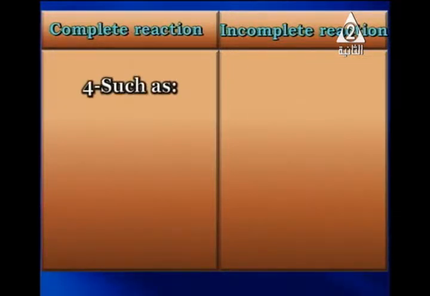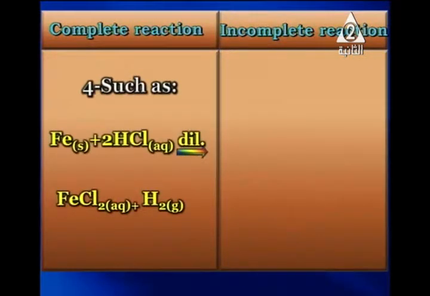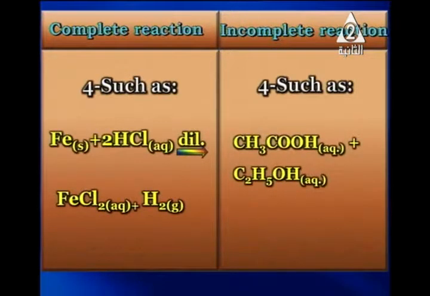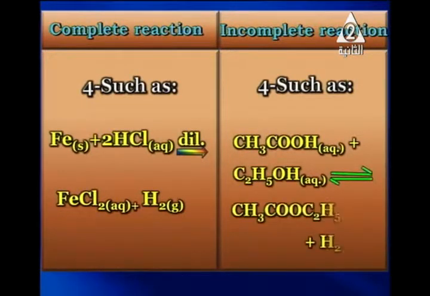The example for the complete reaction is the reaction between iron and dilute hydrochloric acid, forming iron(II) chloride and evolving hydrogen gas. The example for the incomplete reaction is the reaction of acetic acid with ethanol, giving ethyl acetate ester, and water is produced. My dear student, if the complete reaction gives gases and this occurs in a closed container, it will not be a complete reaction. It will be an incomplete reaction.